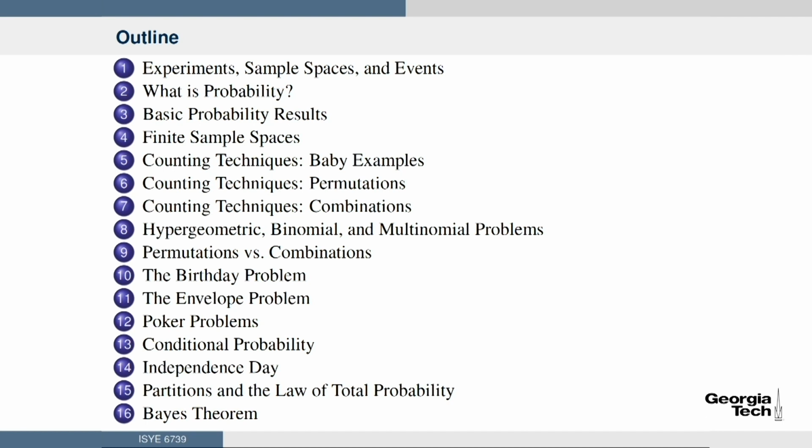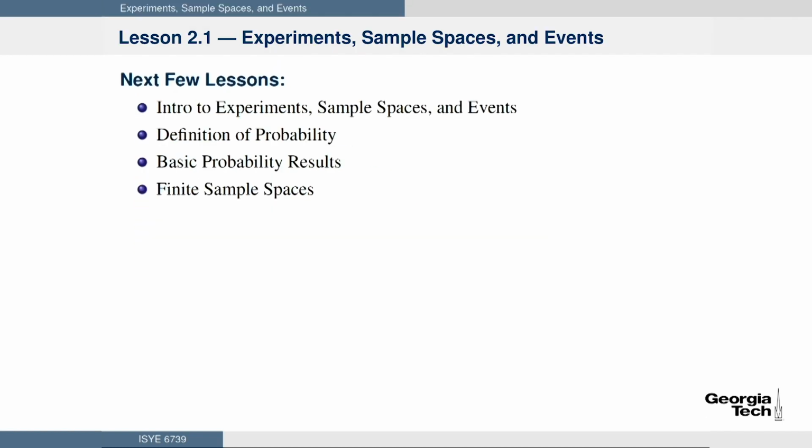Lessons 8 through 12 deal with applications arising from these counting techniques, and lessons 13 through 16 concern conditional probability, the concept of independence, and what's known as Bayes' theorem. The next few lessons start from here, then go into the definition of probability, basic probability results, and finite sample spaces. So to begin, let's consider a random experiment whose outcome we can observe.